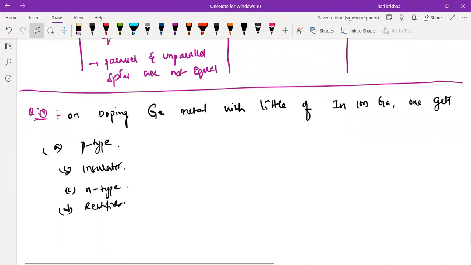Hmm? Give the answer, please. Very good, Vishwanath. What about others? Neha? Sorry, Jafar and Dhairya. What are the answers? When you are doping the germanium with a little of indium or gallium, which type of semiconductor or rectifier will you get?